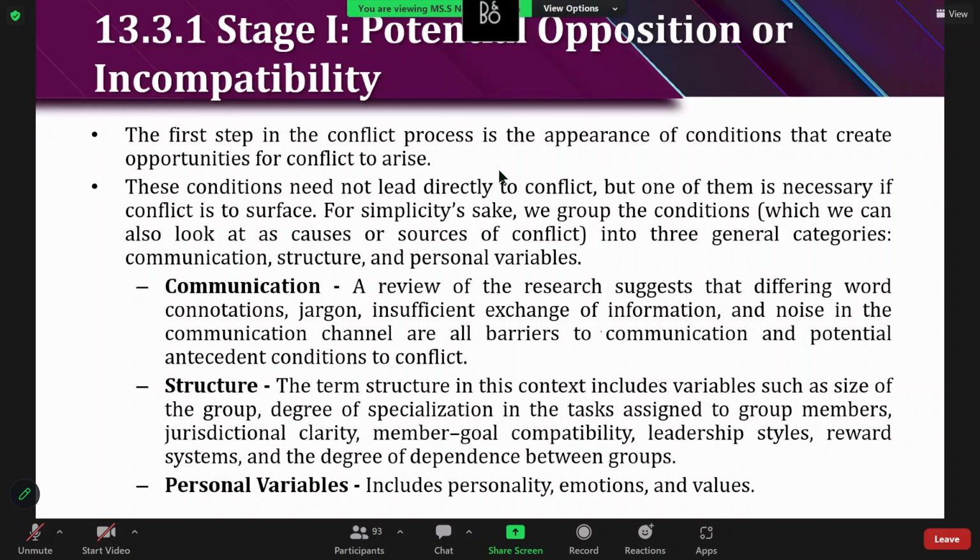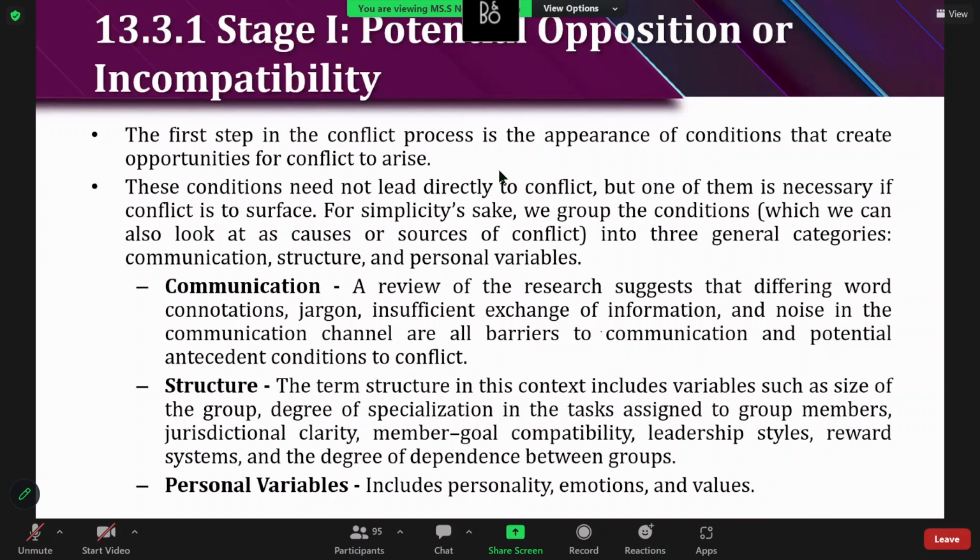Okay. So here the potential opposition or some incompatibility between the goals may be there that will lead people to think about, feel, or perceive a particular conflict. These conditions need not lead directly to the conflict, but one of them is necessary if conflict is to surface. So we cannot say incompatibility or opposition is directly leading to the conflict. But if we need to recognize or feel a conflict, at least one of them should be there. Without these characteristics, we cannot expect a conflict to arise.